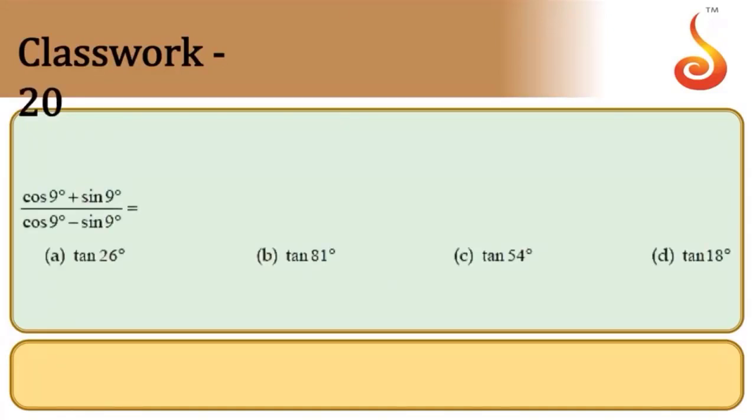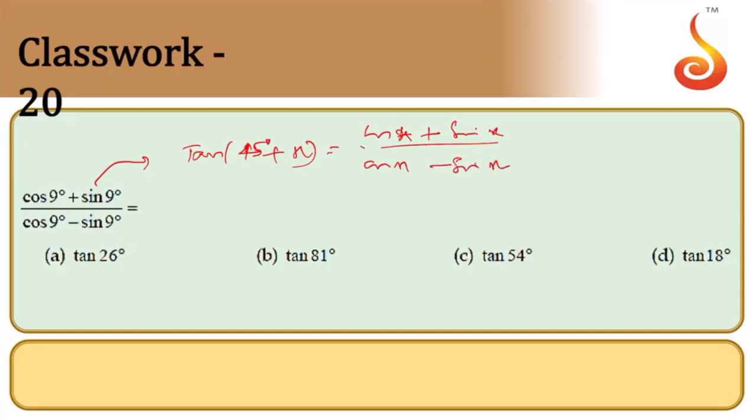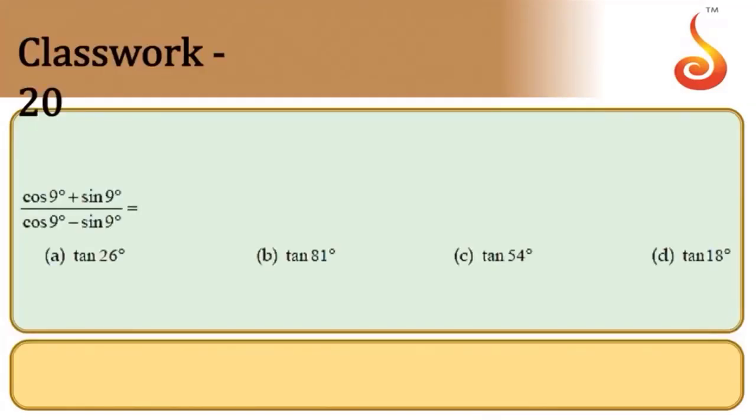Let me consider the 20th one. And this is a direct formula. It is nothing but tan of pi by 4, 45 degrees plus x, is nothing but tan of 45 plus x. Yes. So it is cos x plus sin x divided by cos x minus sin x formula, where x is equal to 9 degrees. So the answer is equal to 45 degrees plus 9 degrees, so tan 54 degrees is the required answer here.